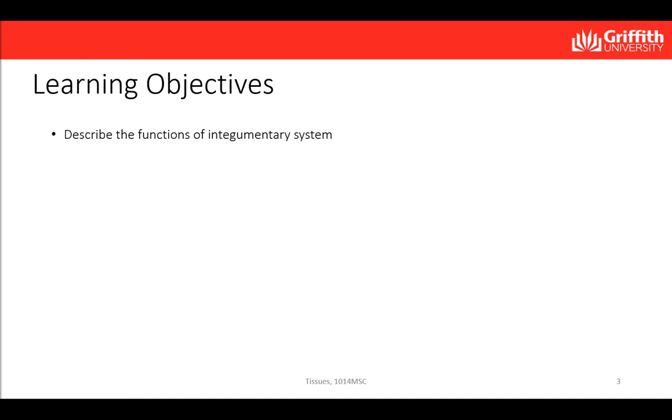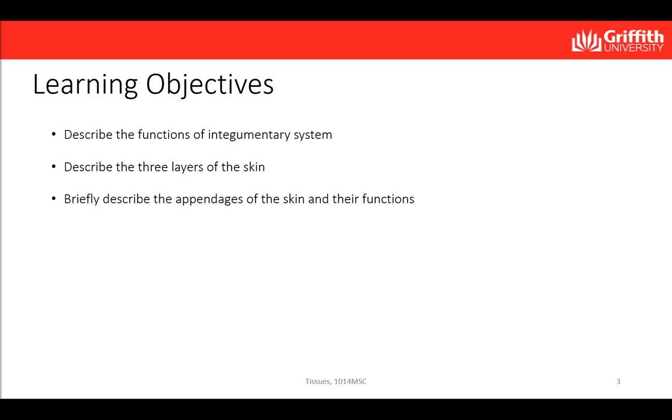The learning objectives for this topic are to describe the functions of the integumentary system, to describe the three layers of skin, to briefly describe the appendages of the skin and their functions, and to describe the three protective barriers of the integumentary system.